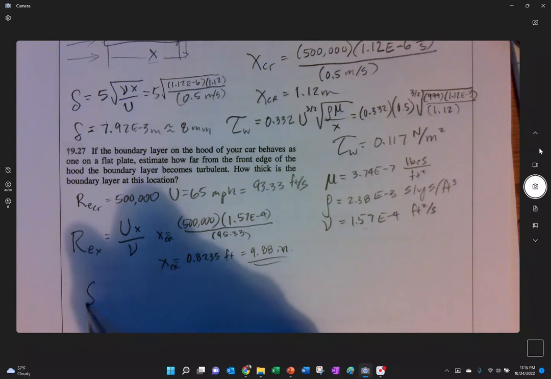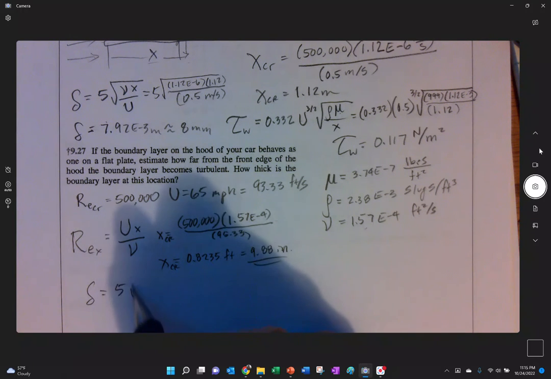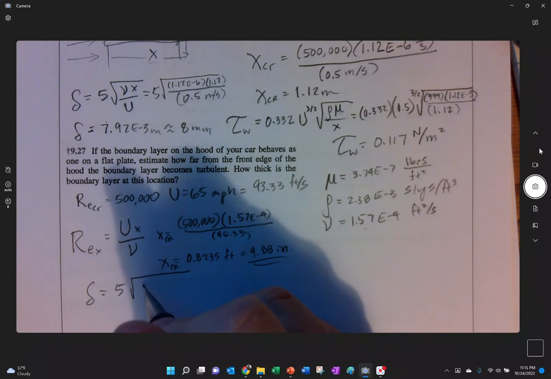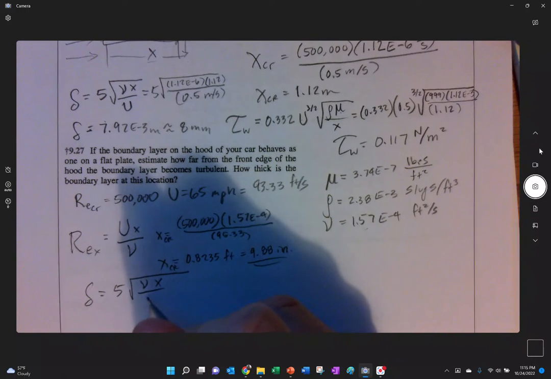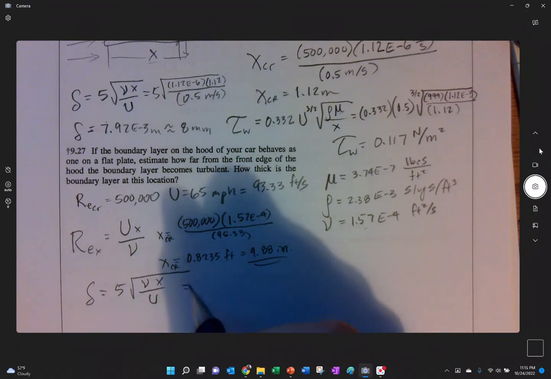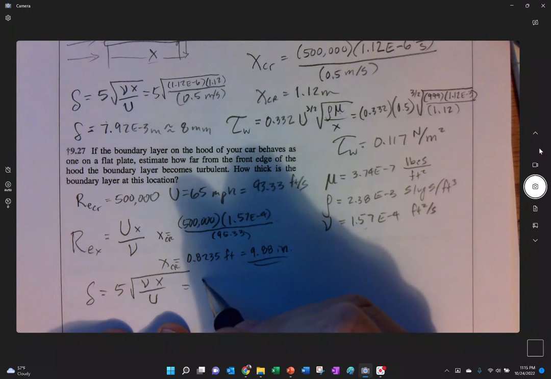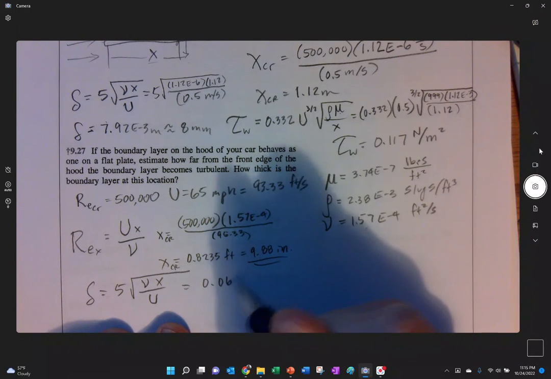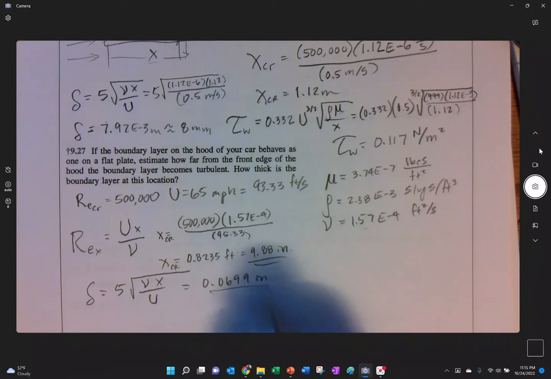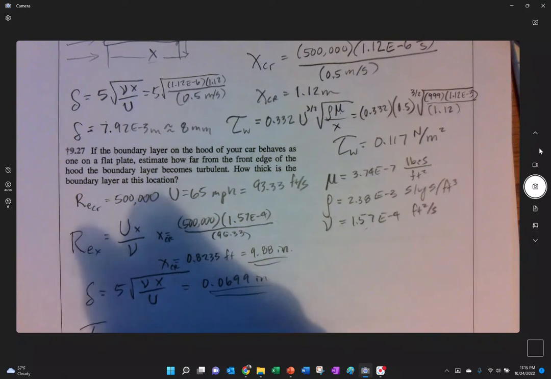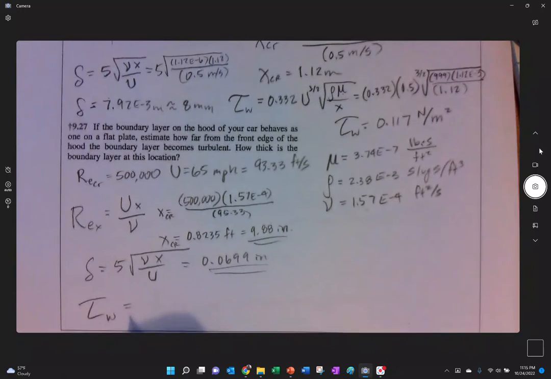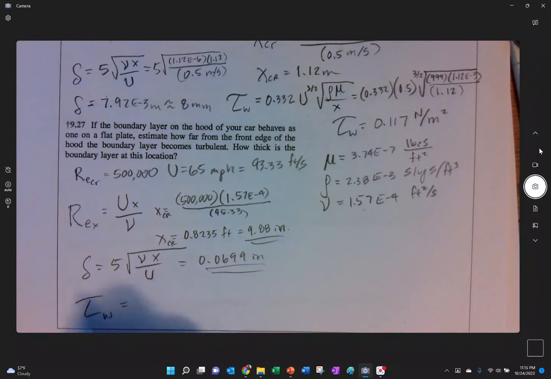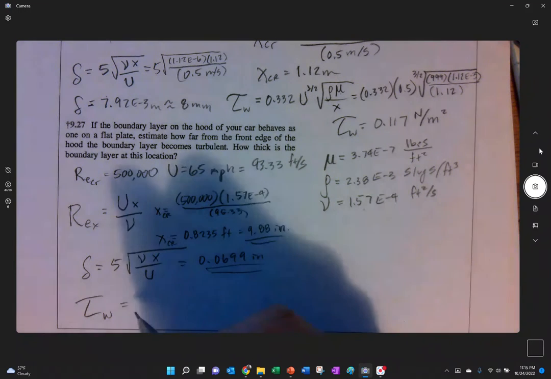And we could find our Blasius thickness. I'm not going to plug in the numbers. We're just going to find out what it is. But this is what we'd use, right? We'd have to get the thickness of this. It ends up being 0.0699 inches. And then if we wanted the wall shear, that's only at that location, right? That's not across the entire hood. So we're just looking at right there in the laminar region only, right where it makes that transition.